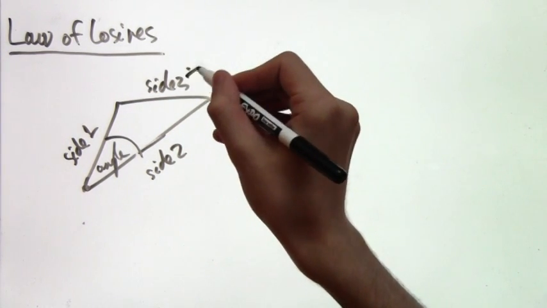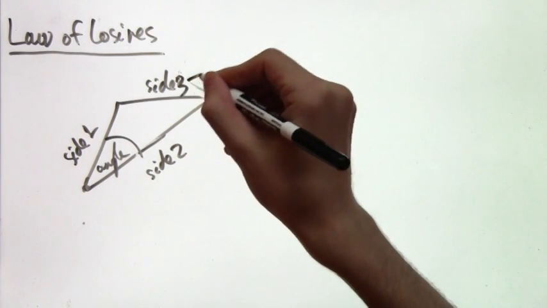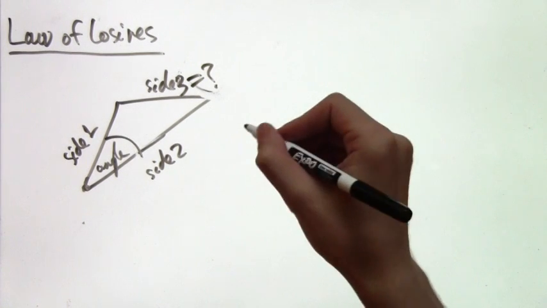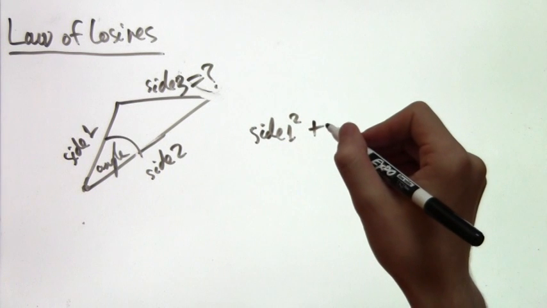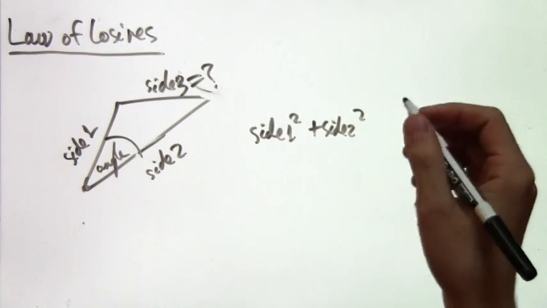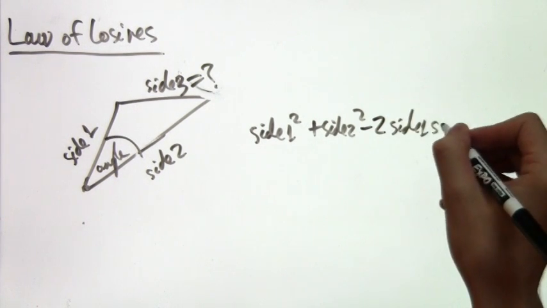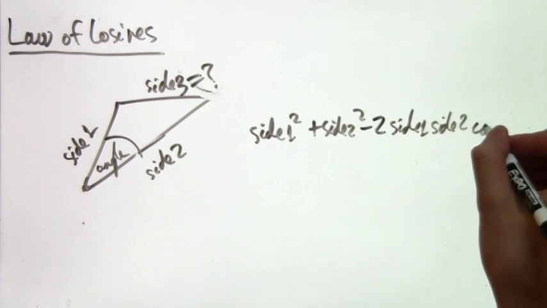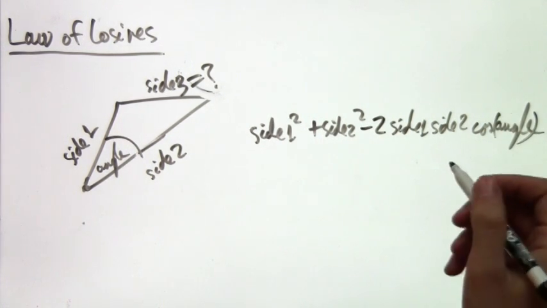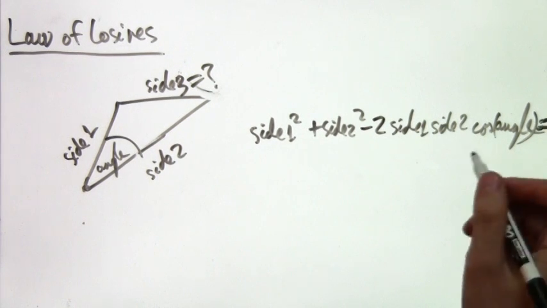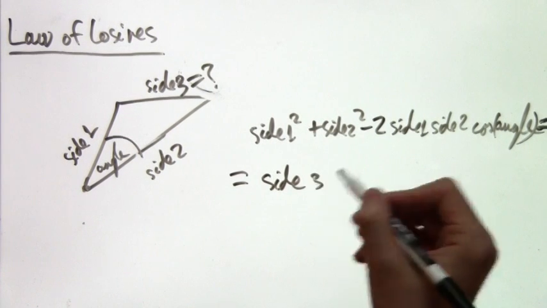So there's a formula for that, and that formula is called the law of cosines. And now I'm going to write down this formula. If we square the first side and the second side, then we subtract 2 times the product of these two sides times the cosine of the angle between them. Then this is equal to the square of the third side.